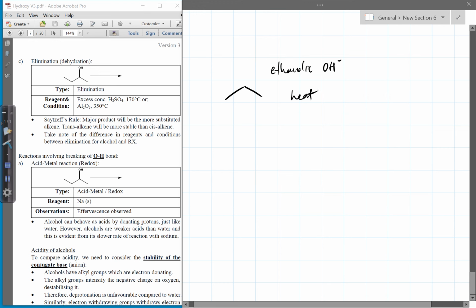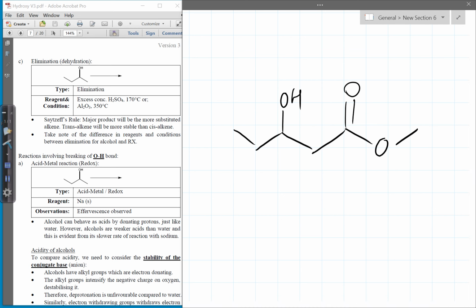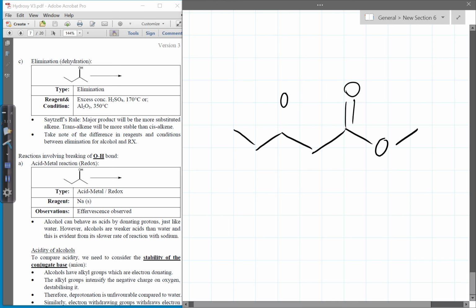And just take note, right? If let's say I have this species, and then I tell you I use excess conc. H2SO4 and then I heat it, what will I get? A lot of students will just say, oh, I'll get the alkene. That's all. But they forgot that there's an ester. Remember, if you heat ester in aqueous acid, right? What am I talking about? Never mind. Let me rephrase my question.